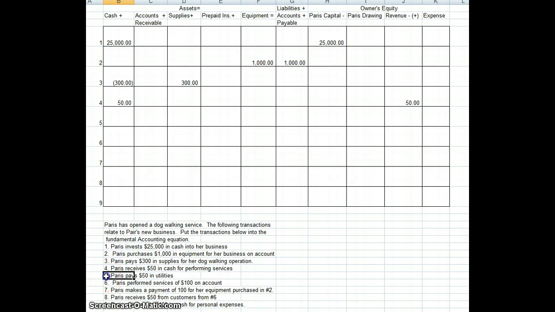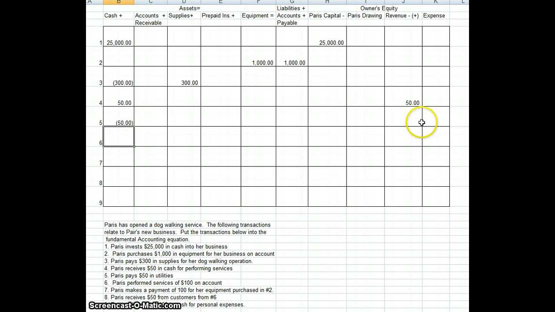So we come down here to number 5, something that you probably are all very familiar with. Paris pays $50 in utilities. Just like your home, in a business, we have to pay for utilities to keep our business moving and afloat. So she probably will pay this $50 in cash. So I'm going to come up here to number 5 and put in the negative 50, showing a decrease in her cash, similar to what happens when you pay your utilities.